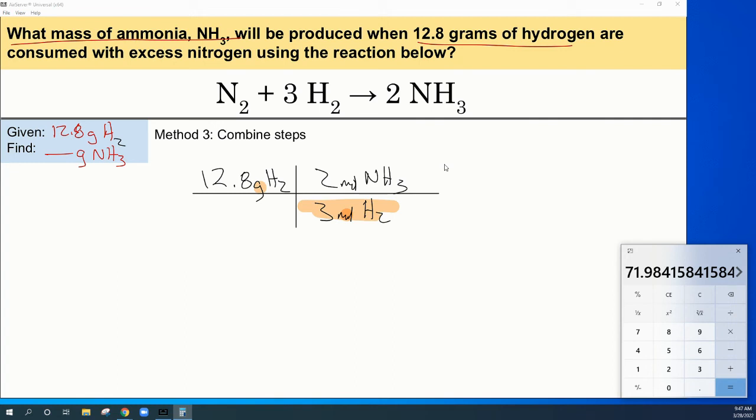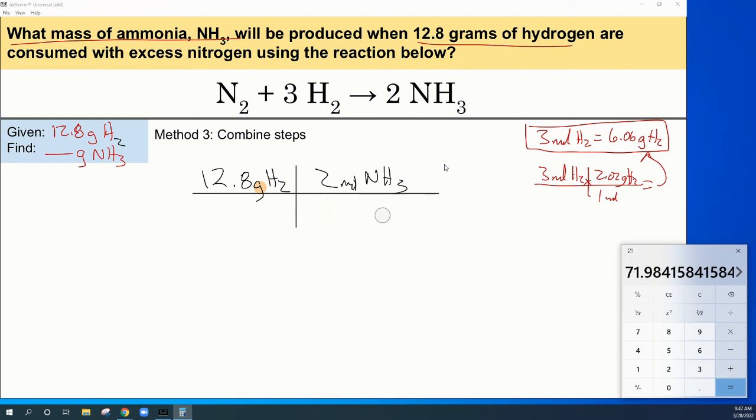So I'm going to take this and write to myself, oh, let's do this in red. 3 moles of hydrogen are equal to 6.06 grams of hydrogen. Look, 3 moles H2 times 2.02 grams of hydrogen to 1 mole of hydrogen, we're going to get 6.06 grams of hydrogen. So 3 moles of hydrogen are equivalent to 6.06 grams of hydrogen.